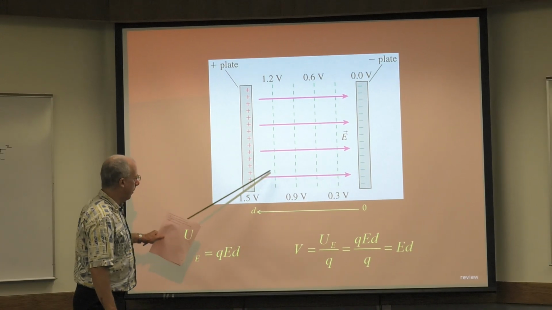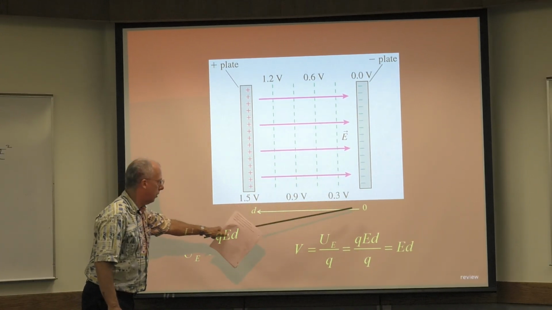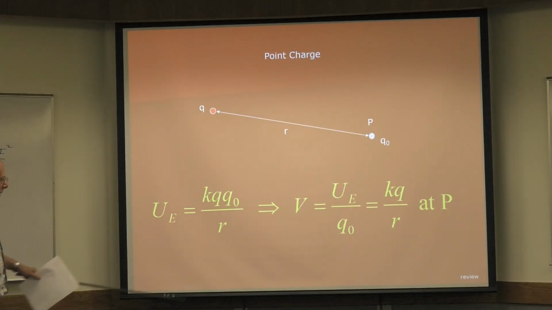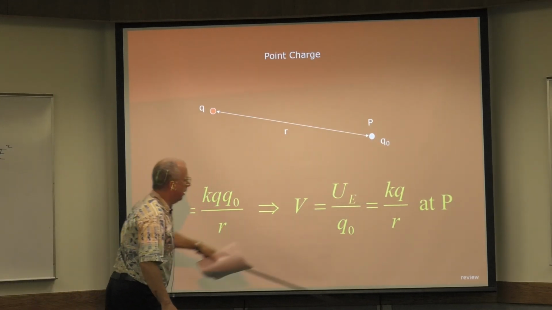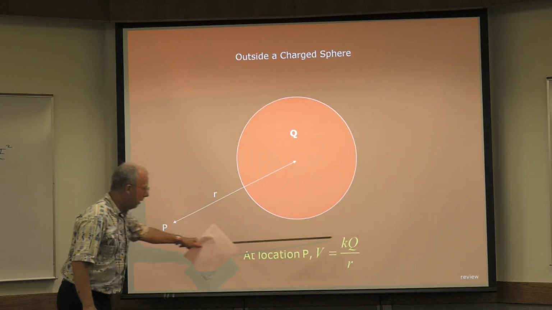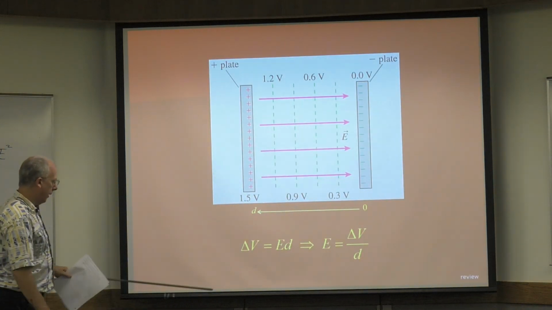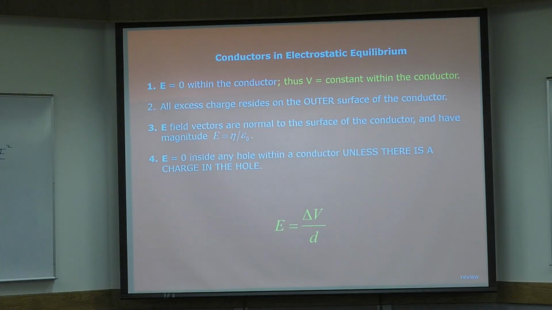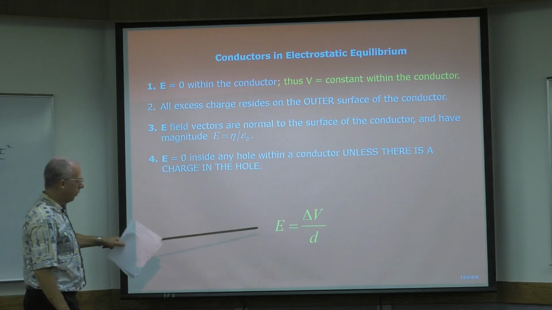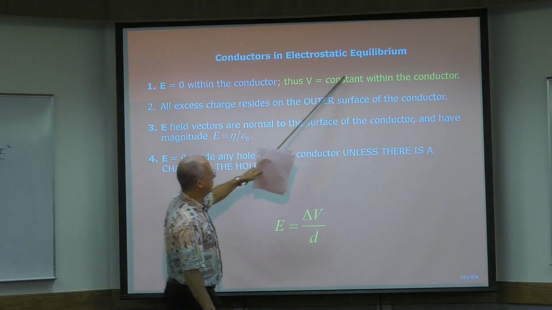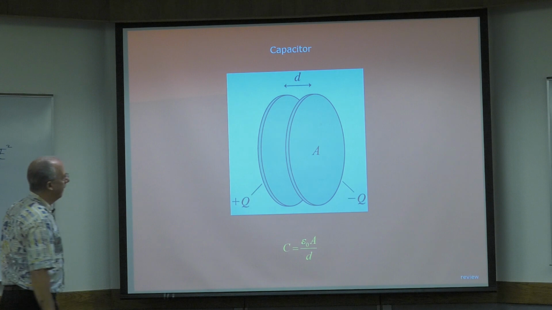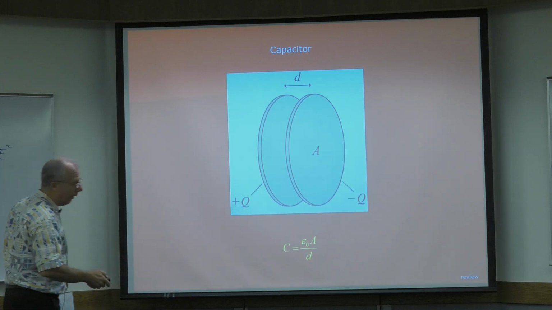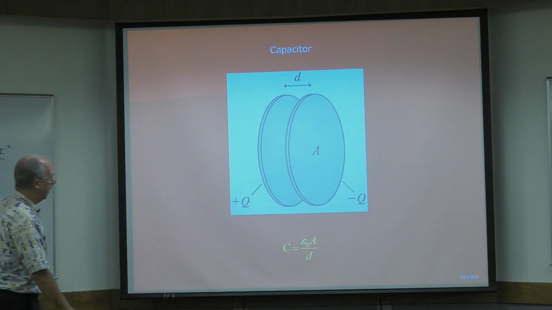The potential of a capacitor. Don't forget this crazy definition, right? The distance starts at the minus. The potential of a point charge. The potential outside a sphere, same formula. The E field of a capacitor. Conductors in electrostatic equilibrium: the voltage is constant inside. And the capacitance is constant for a given capacitor. It just depends on the geometry of the capacitor.